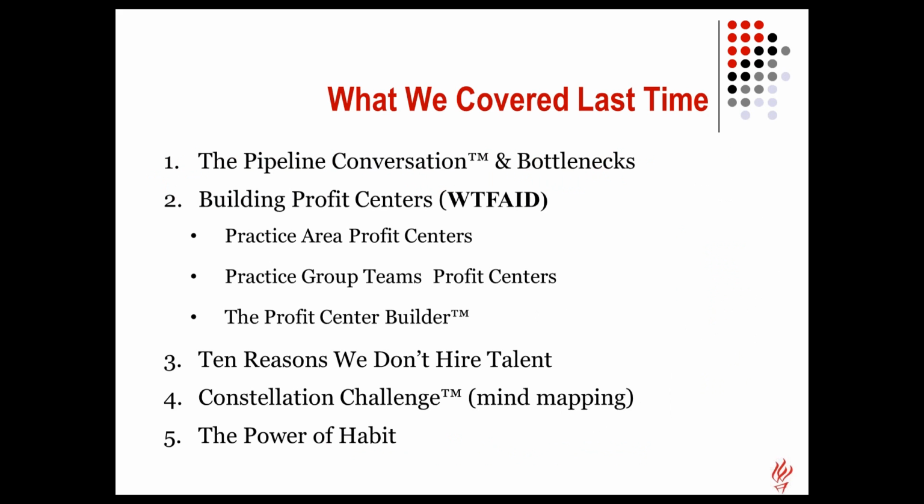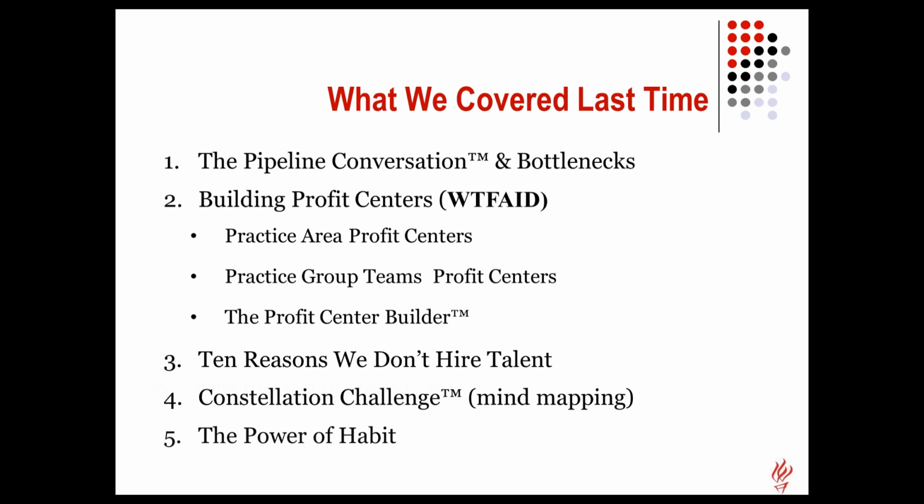So the things that we covered last time, when we were together prior to the October workshop, is the pipeline conversation and bottlenecks. We talked about building profit centers, and we talked about practice area profit centers, practice group teams. The profit center builder was a predominant exercise. We walked through the 10 reasons why we don't hire talent or superstars. And we walked through the Constellation Challenge, and we did a very brief introduction and review of the book, The Power of Habit.